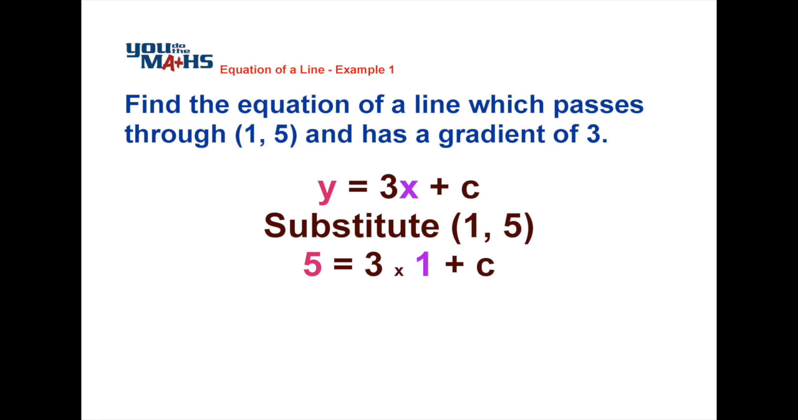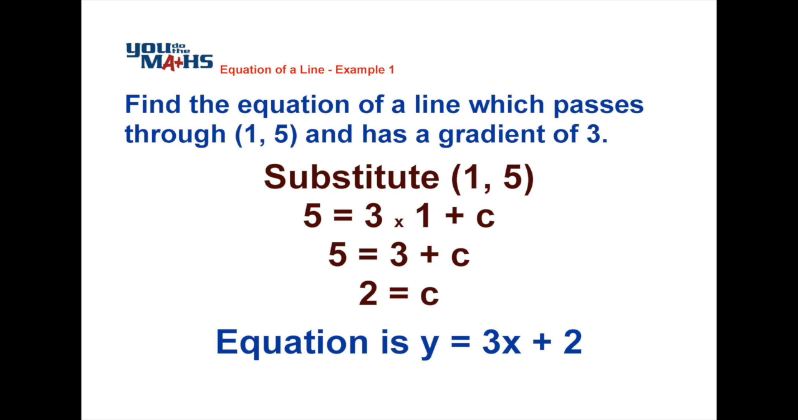We'll put 5 where the y is and 1 where the x is, and 3x together means 3 multiplied by x. So our next line will read 5 = 3 + c. This will help us find the y-intercept c. So to find c, we subtract 3 from both sides, and we end up with c equaling 2. So our y-intercept is 2.